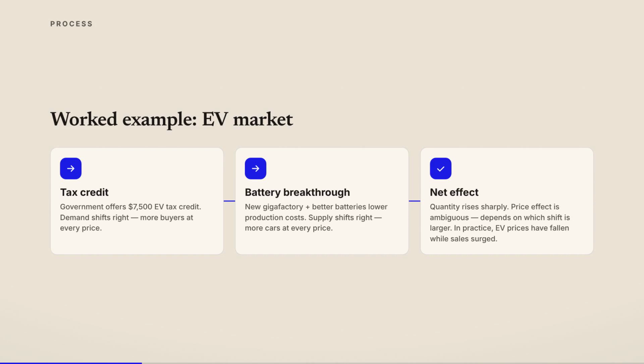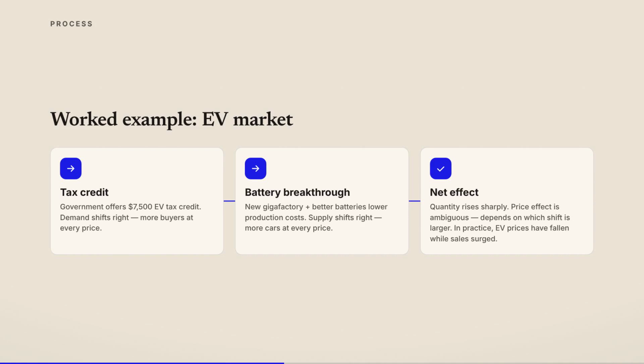First, the government introduces a new tax credit that gives buyers $7,500 off the purchase price. This makes EVs more attractive at every price point. The demand curve shifts to the right. More people want EVs. Second, battery technology improves dramatically, and a new gigafactory comes online.